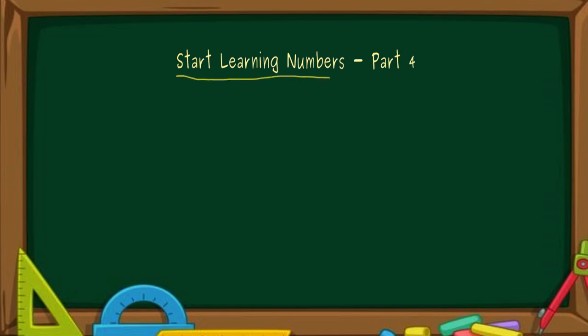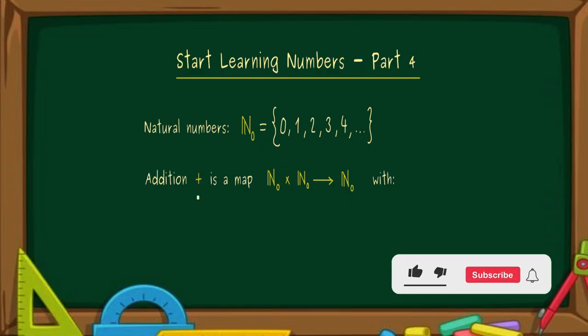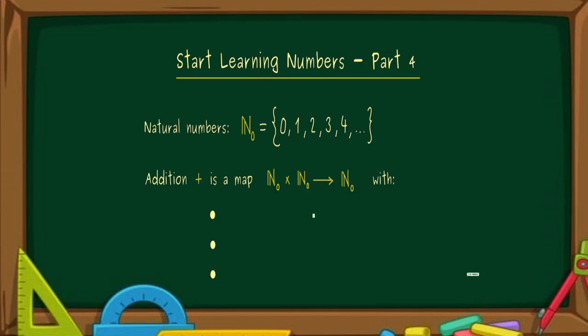Hello and welcome. We will be talking about the natural numbers, which we defined as N0, starting with the number 0. Moreover, we have already learned that addition is a binary operation, which means a map from the Cartesian product into the natural numbers again. And we also know some properties of this operation. So let's summarize them into 3 parts.